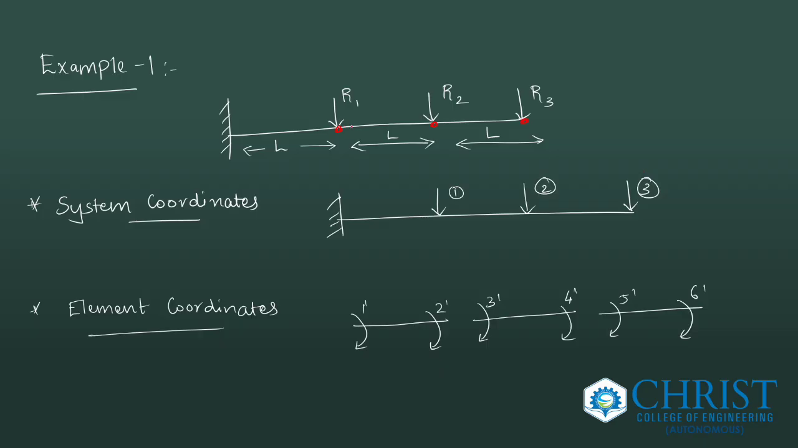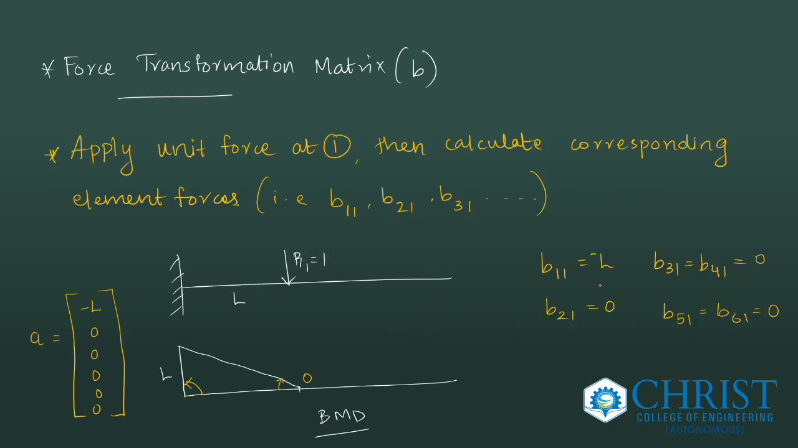We can split this structure into small elements as a three span structure, that is first span, second span, and third span. So three elements and six element coordinates. We consider it as a beam element having beam moment coordinates: 1 dash, 2 dash, 3 dash, 4 dash, 5 dash, 6 dash. Now, the force transformation matrix we are going to derive.